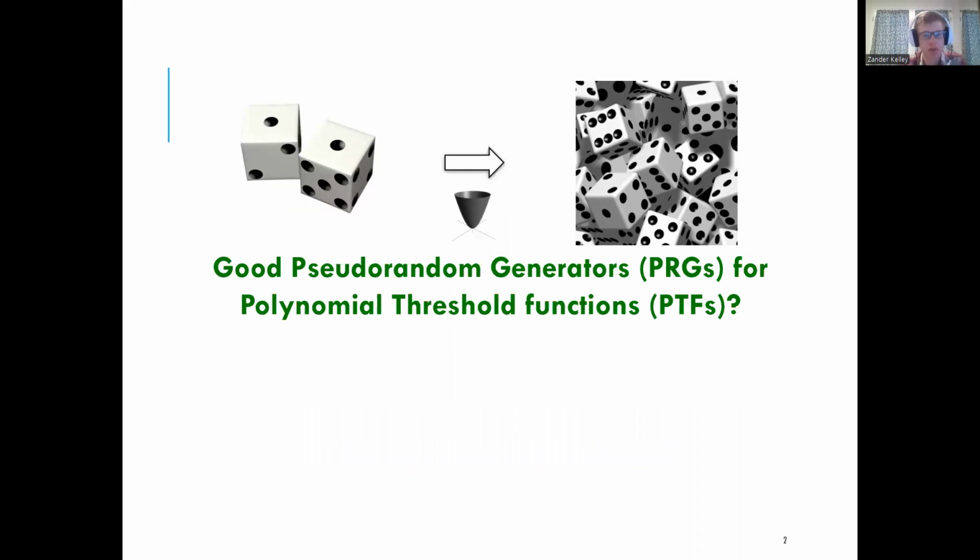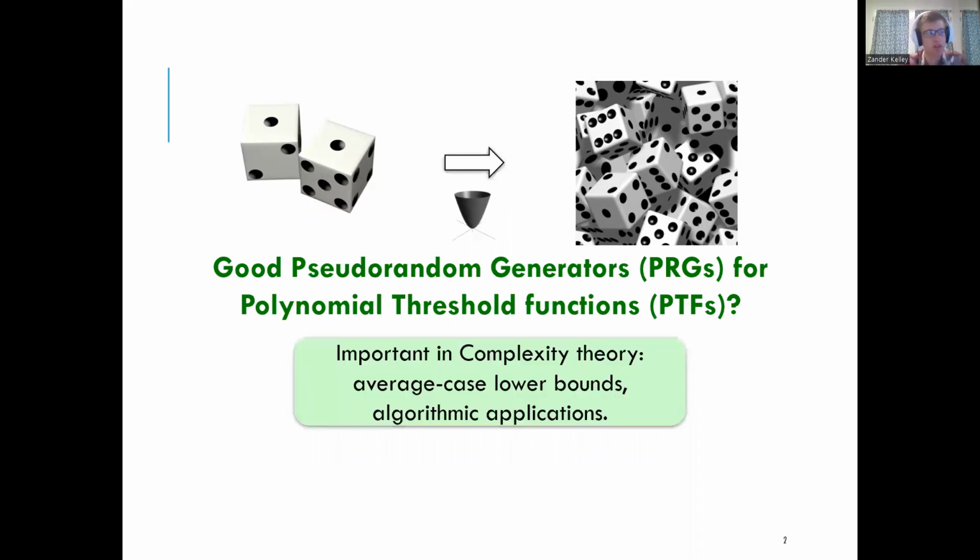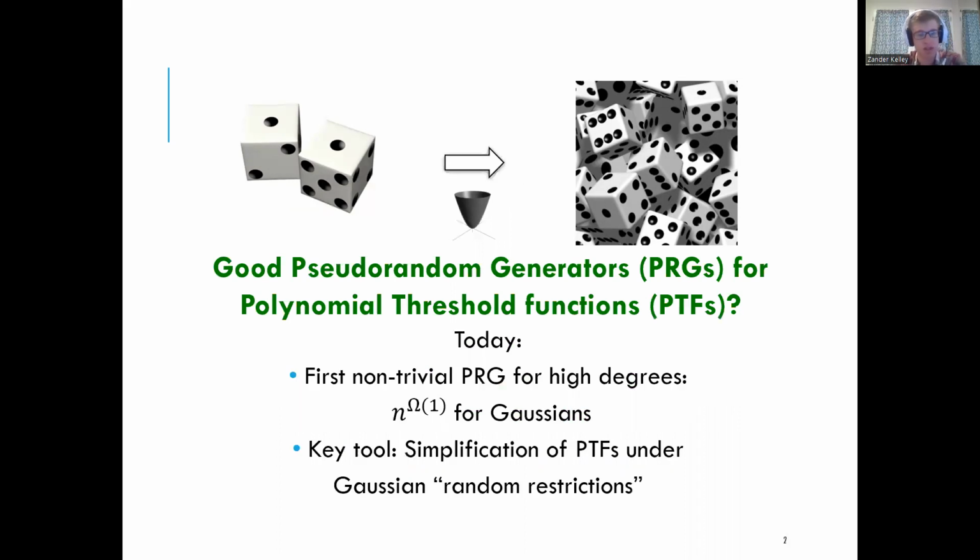So the main result of the work is a pseudorandom generator for polynomial threshold functions. This problem is motivated in complexity by average case lower bounds, and also from an algorithmic point of view by de-randomizing randomized algorithms. Specifically, we give a PRG that's non-trivial even for polynomial threshold functions with polynomially large degree in the Gaussian setting. I'll talk more about what that means in a second.